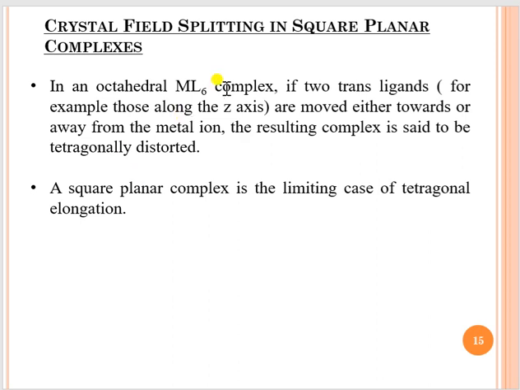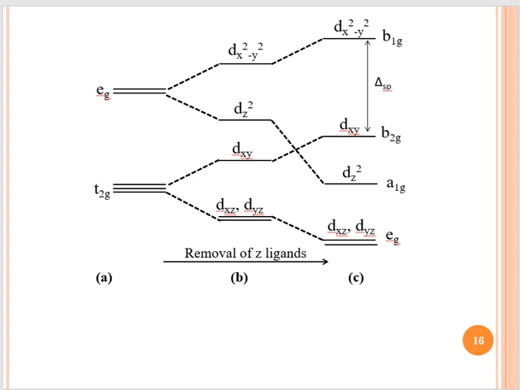Consider an octahedral ML6 complex. If the two trans ligands along the z axis are moved either towards or away from the metal ion, the resulting complex is called tetragonally distorted. The square planar complex is the limiting case of tetragonal elongation, in which the trans ligands along the z axis are moved so far away from the metal ion that they are finally removed. So this is the splitting pattern of square planar geometry.